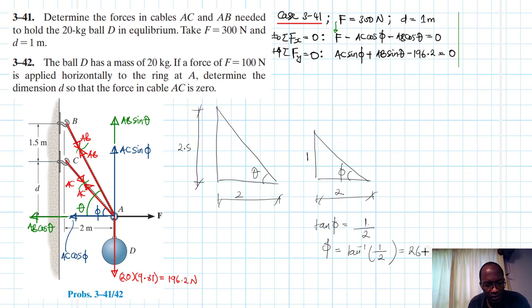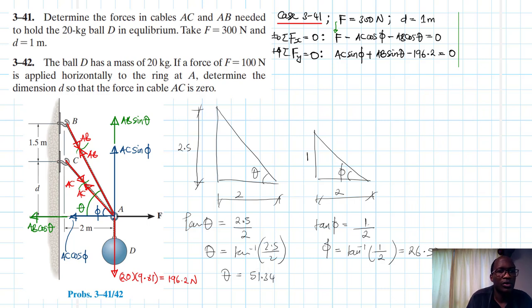So we get 26.5657. Okay, so tan inverse of 0.5 is 26.57. And then theta here also is equal to 2.5, that's D plus 1.5, divided by 2. That's tan theta. Therefore, theta is just equal to tan inverse of 2.5 divided by 2. And then tan inverse of that gives us 51.34. So we have phi equal to 26.57. We have theta equal to 51.34 degrees. All right. Is that fine?